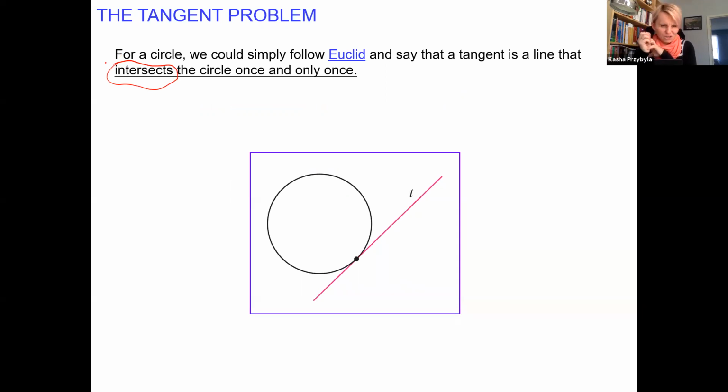Euclid, I will say it in the German way, Euclid. His definition of the tangent included the verb intersect. This actually works if we have a circle, because drawing a line that intersects a circle once is always a tangent line. There is no other option. But when we have more complicated curves, the word intersect doesn't work. We need touching.